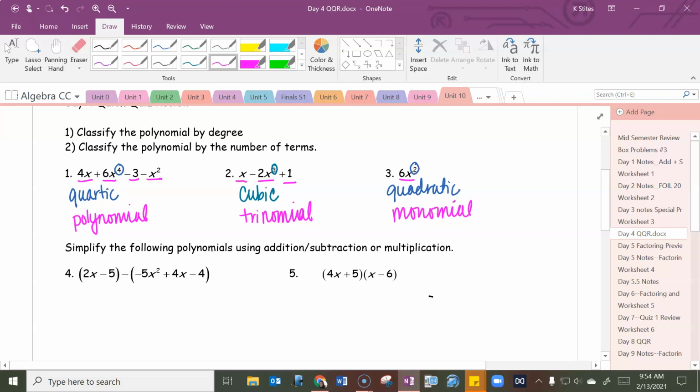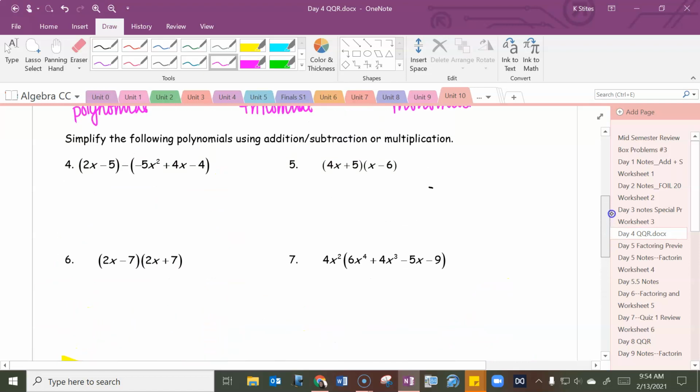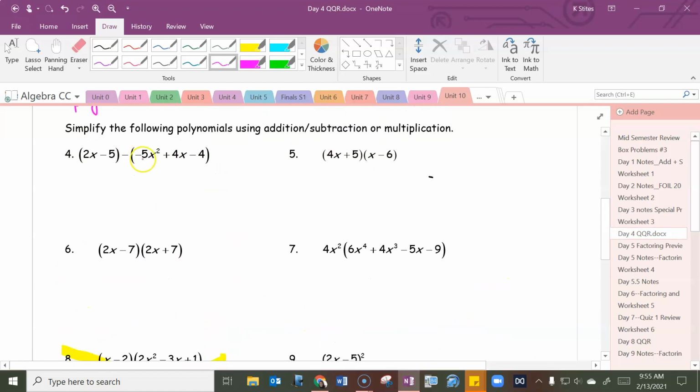All right, so for these problems, we're going to do 4, 5, 6, 7, and 9. The first one we're going to do, we have subtraction here. So subtraction, again, means we're not FOILing. We're just going to distribute our negative. I'm going to bring down my 2x minus 5. Negative 1 times negative 5x squared is positive 5x squared. Negative 1 times 4x is negative 4x. And negative 1 times negative 4 is a positive 4.